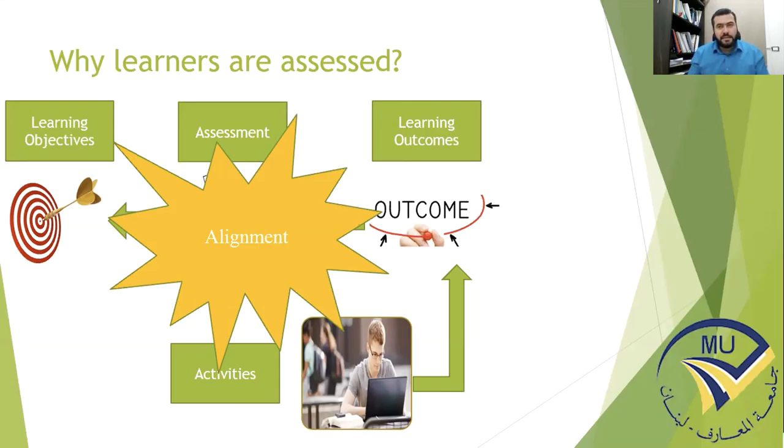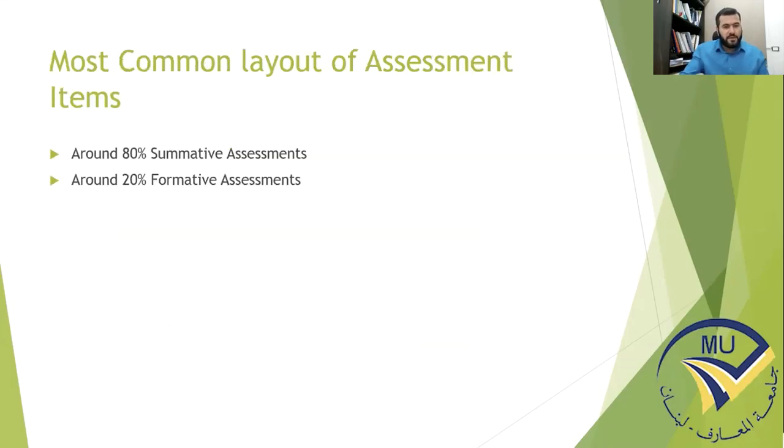So it could be that the learning objective is to criticize or to evaluate. However, the summative assessment, the final exam, tests students on their ability to define, their ability to apply, and their ability to prepare. So the issue here was with the alignment.